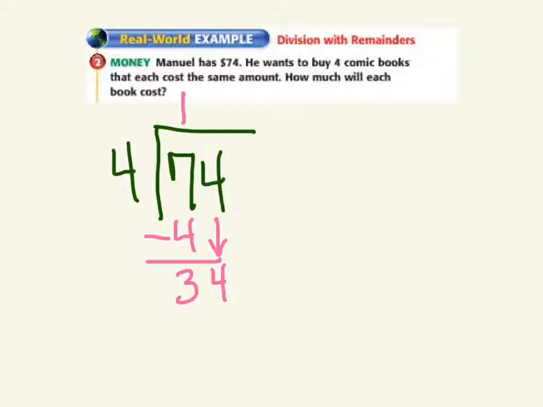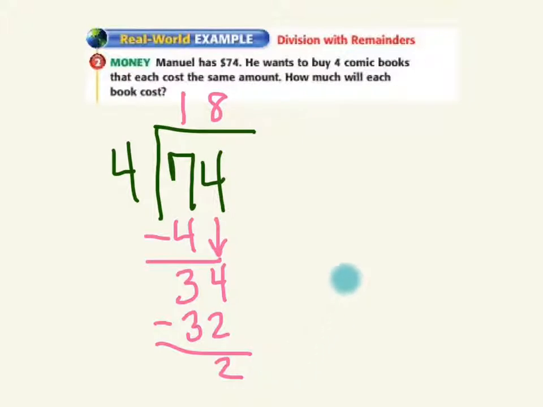4 doesn't go into 3, but 4 goes into 34. Correct. 8 times 4, 4 times 8 is 32. So I'm going to write an 8 up here. And I know that 8 times 4 is 32. So I'm going to write 32 down here and subtract it. That leaves me with 2 left over, and I don't have anything left over here to bring down.